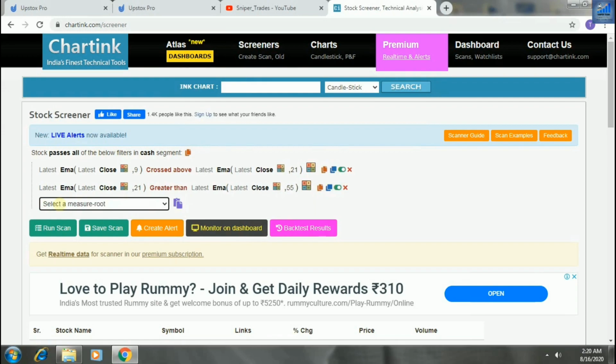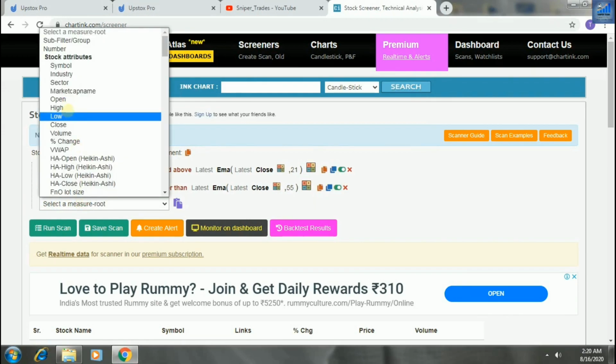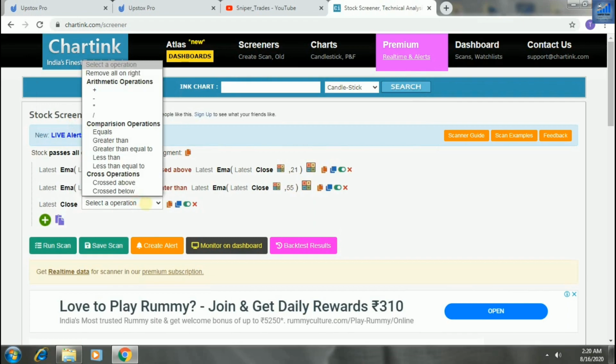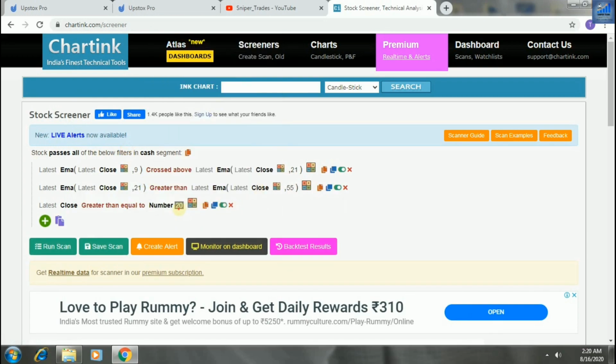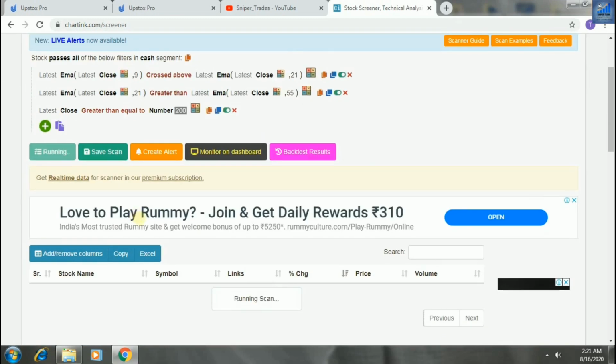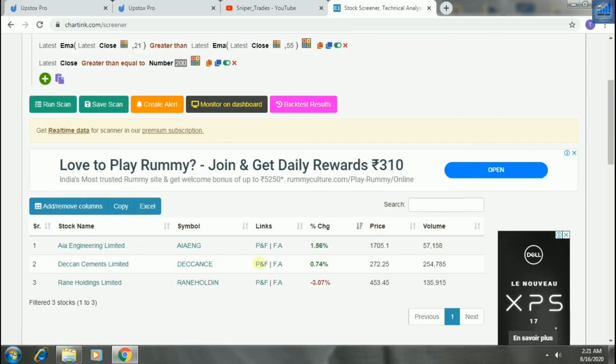Okay, now we are going to give another condition. Click here, close. The operation is greater than equal to number. At the number section give 200. What this means is the latest close, that is the price of the stock, is greater than 200. We only need the stocks which are priced above 200 rupees, so we are avoiding the low price stocks. Just click run scan. So we got 3 stocks here.